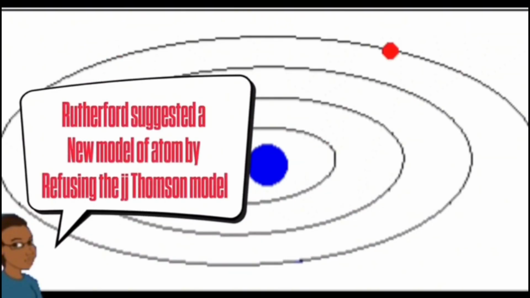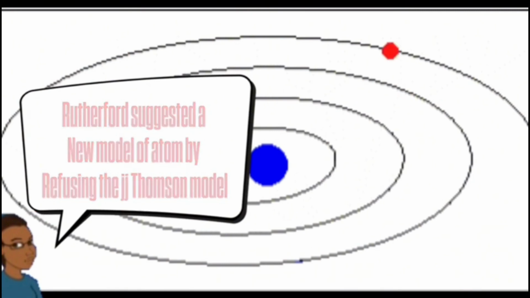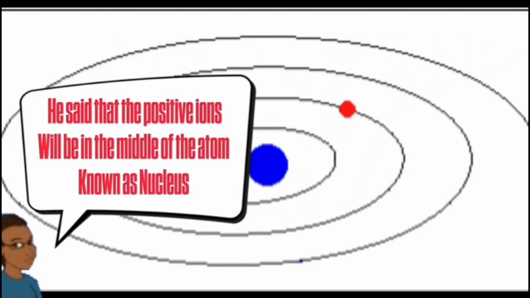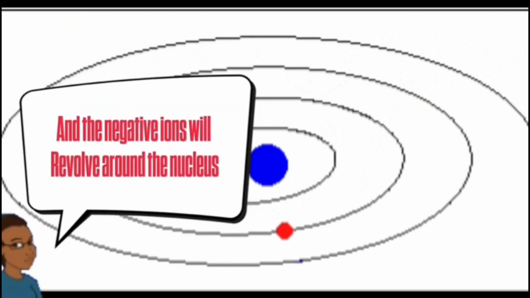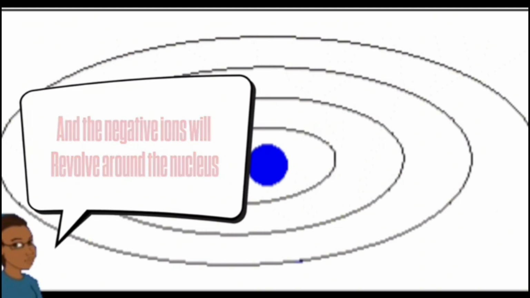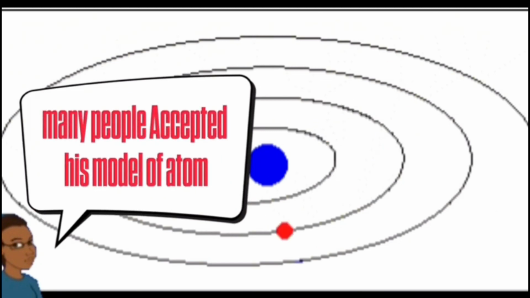Number 6, Rutherford's model, 1911. Rutherford suggested a new model of atom by refuting J.J. Thomson's model. He said that the positive charge will be in the middle of the atom, known as nucleus, and the negative charges will move around the nucleus.